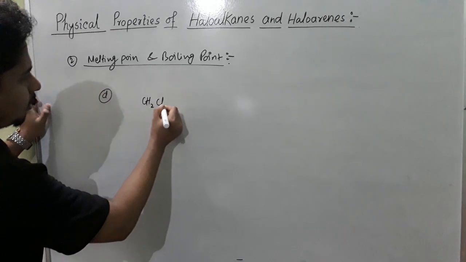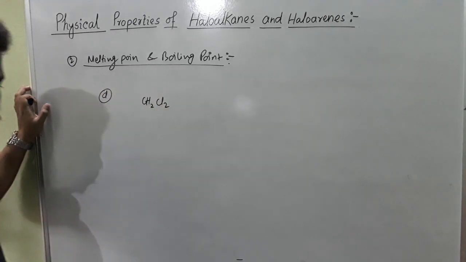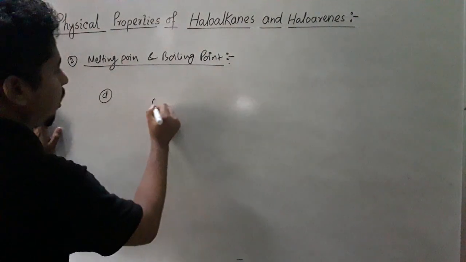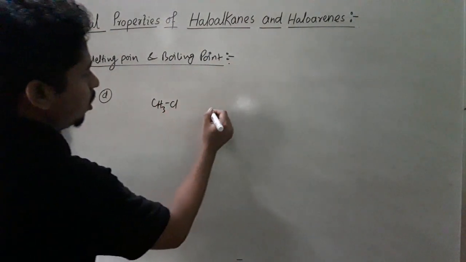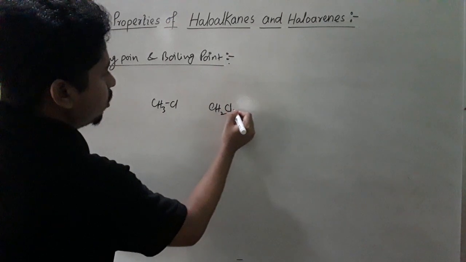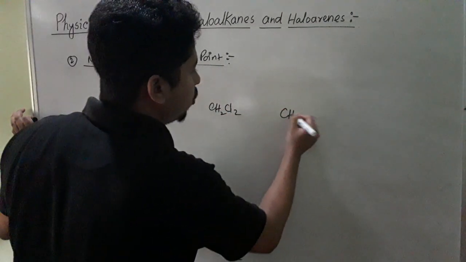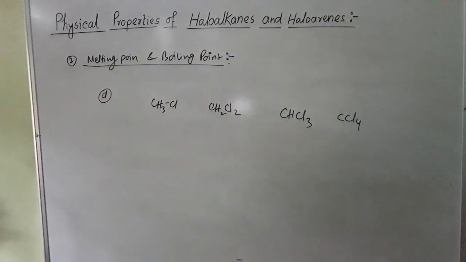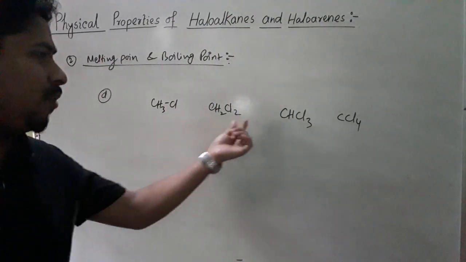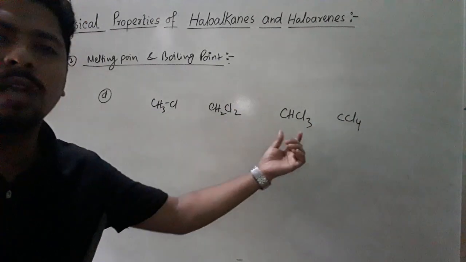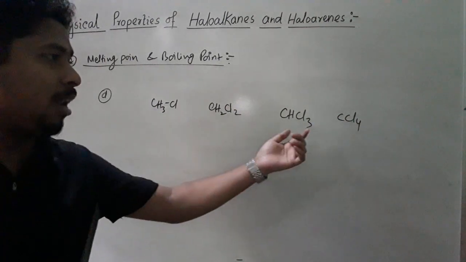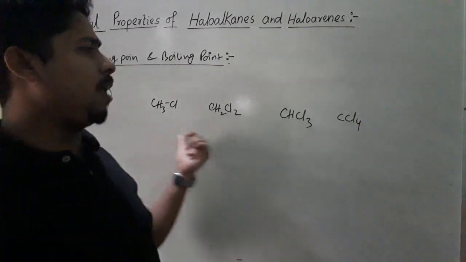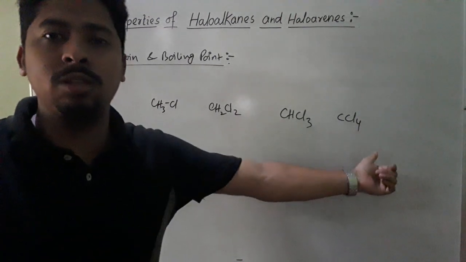Sorry, now we consider CH3Cl, then CH2Cl2, then CHCl3, and CCl4. Here you see from left to right, the number of halogen atoms is increasing. So with the increase in the number of halogen atoms, the boiling point will increase, because from left to right the molecular mass is increasing.